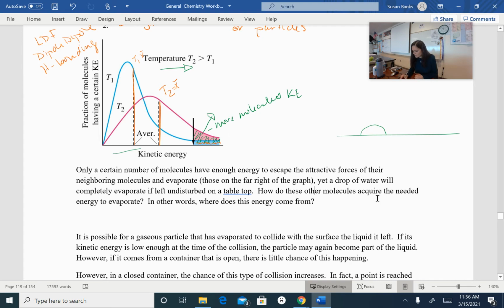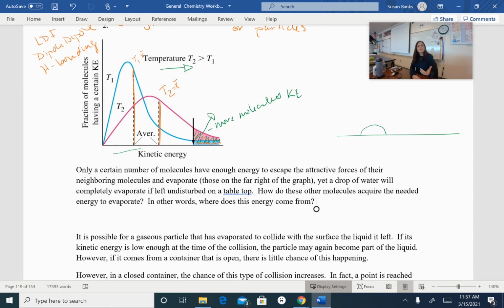How do these other molecules acquire the needed energy to evaporate? Where does that energy come from? Let's think about that. Think about what happens when you hop out of a swimming pool on a hot day. When you first hop out of that swimming pool, even if it's a hot day, like 95, 100 degrees, you're cold. Why do you feel cold?